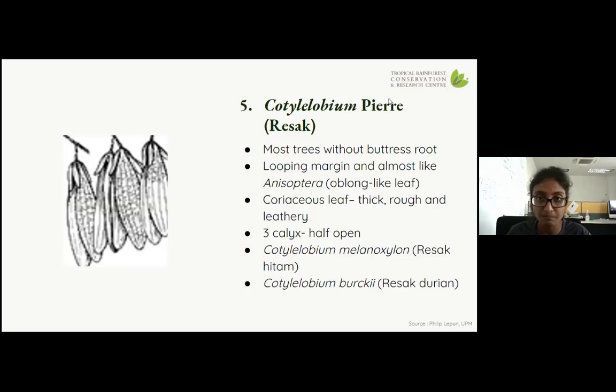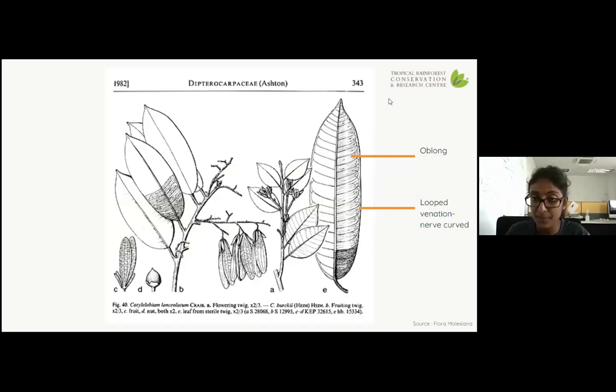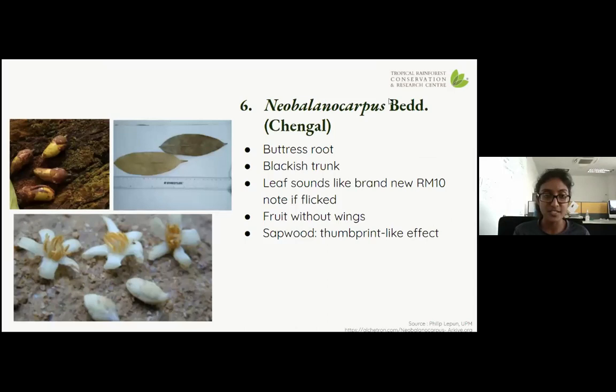If you can see in this photo, you can see the oblong-shaped leaf and also the secondary venation, which is looping margin. Next is Neobalanocarpus. So Neobalanocarpus, the chengal tree, there is Neobalanocarpus hamii. These trees have buttress roots and they have quite a blackish trunk. And if you look at the photo of the leaf, and when you flick, so I have a leaf of chengal here with me.